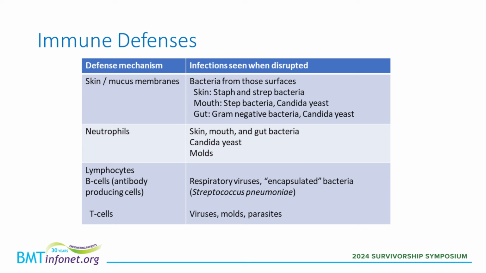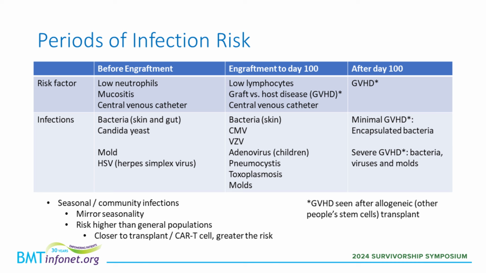Lymphocytes are another type of white cell, and there are two main types of lymphocytes: B cells and T cells. B cells are the type of lymphocyte that produce antibodies, and when those are low, we tend to see infections due to respiratory viruses and what are called encapsulated bacteria, with the main one of concern being Streptococcus pneumoniae. When you receive the pneumonia vaccine, that's a vaccine that covers specific strains of this bacteria. When our T cells are low, we tend to see infections due to viruses, molds, and parasites.